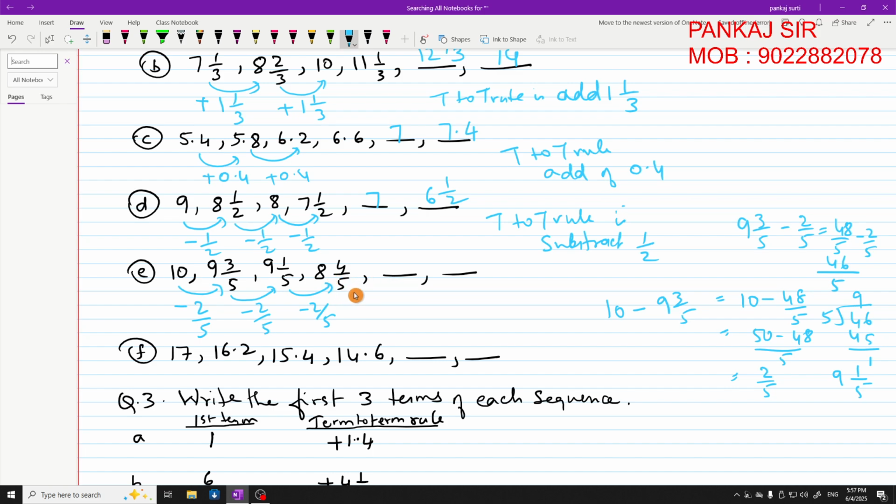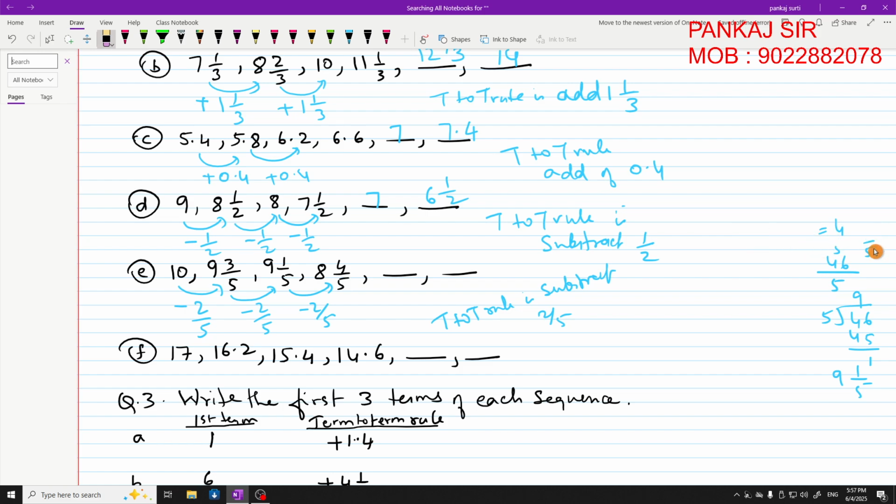So with this same logic, the term to term rule here is subtract 2 by 5. Okay, subtract 2 by 5. Now the next two terms will be nothing but you just subtract 2 by 5, you'll get the next two terms.